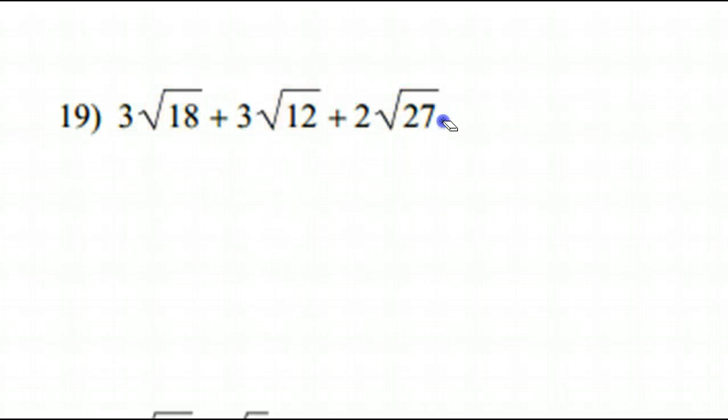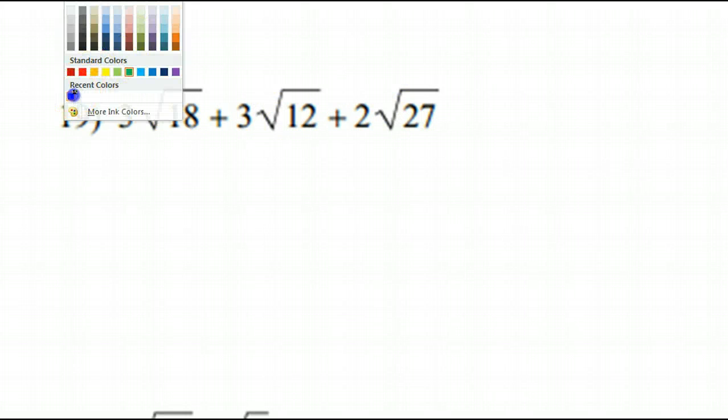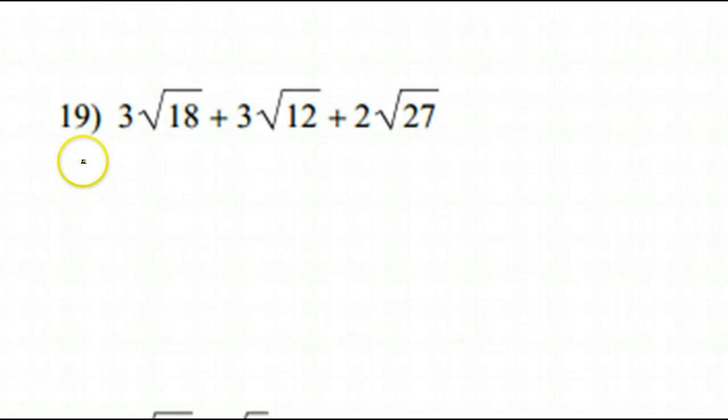So at a glance it might seem like we can't do anything because the radicand is different for each term. Radicand is like the 18 and the 12 and the 27. But then you realize these are not simplified. So what we need to do is simplify each one of these radicals. So let's do that right now. So for right now, the 3 in the front, we're just going to keep that.